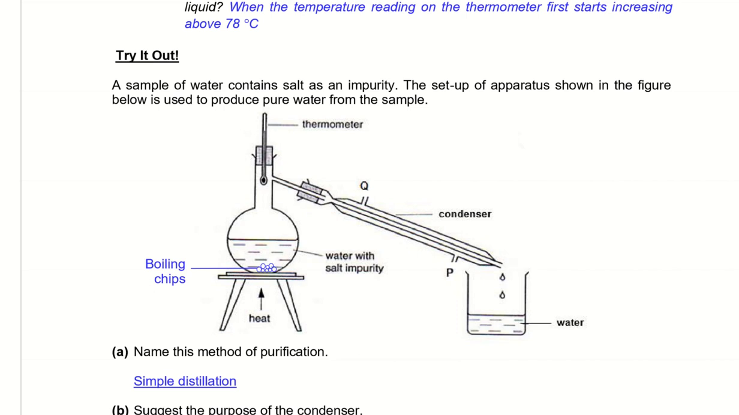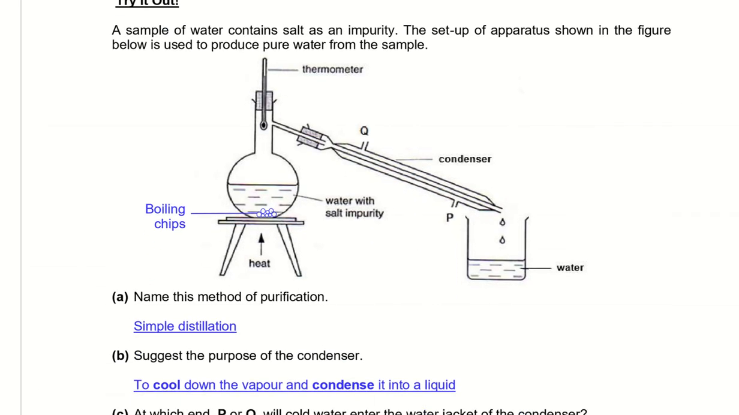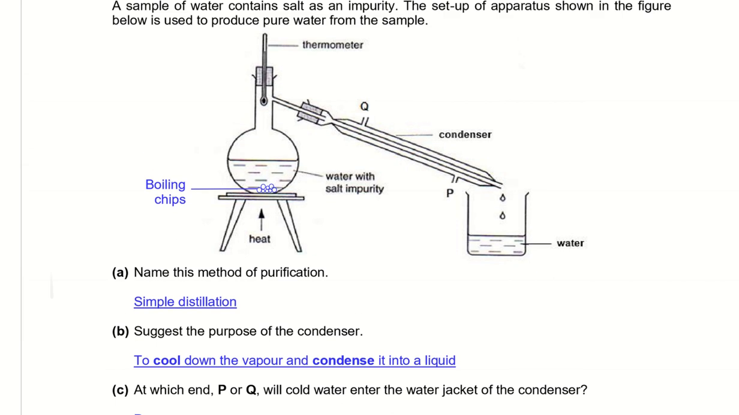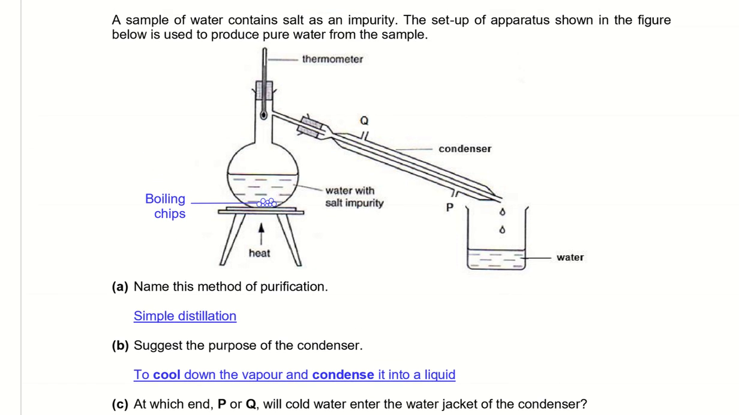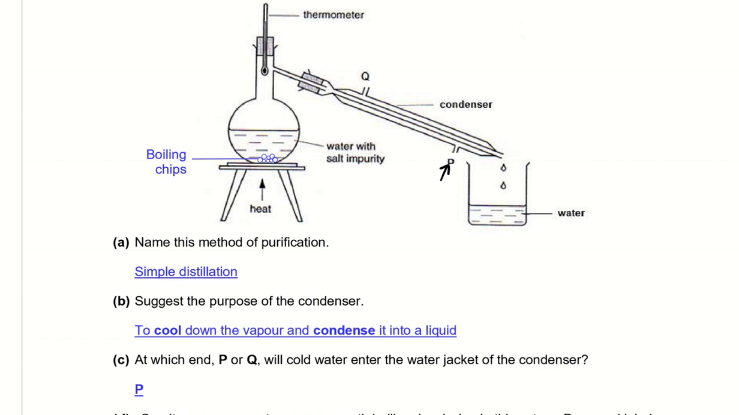So what's the purpose of the condenser? So the purpose of the condenser is to cool down the vapor and condense it into a liquid. So the words cool and condense must be there. Next, where will the cold water enter the water jackets of the condenser? It will go in from the bottom and exit from the top.